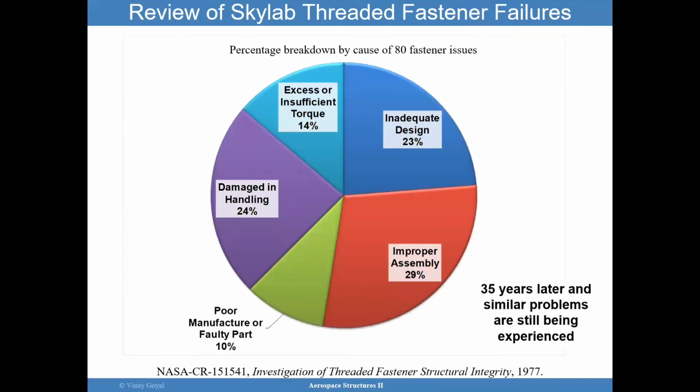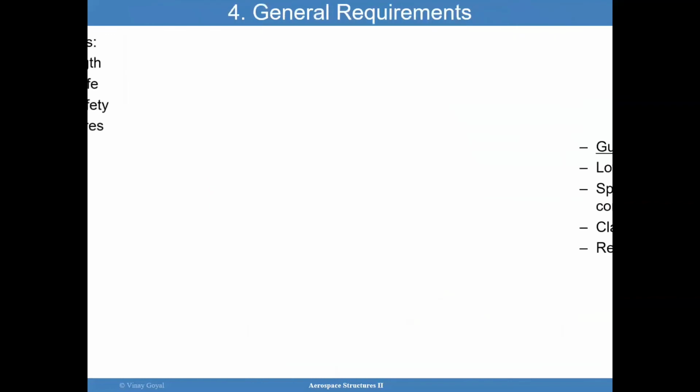This is a summary of issues that were found in the Skylab threaded fastener failures. There are about 80 fastener issues, and they're all recorded in multiple sources. But in general, we have a combination of inadequate design, improper assembly, excess or insufficient torque, damage in handling, and then poor manufacture or faulty parts.